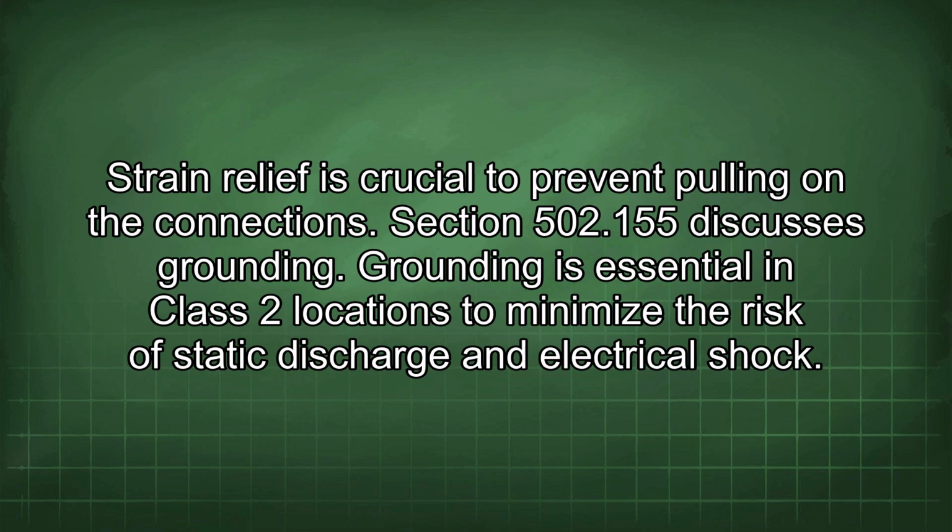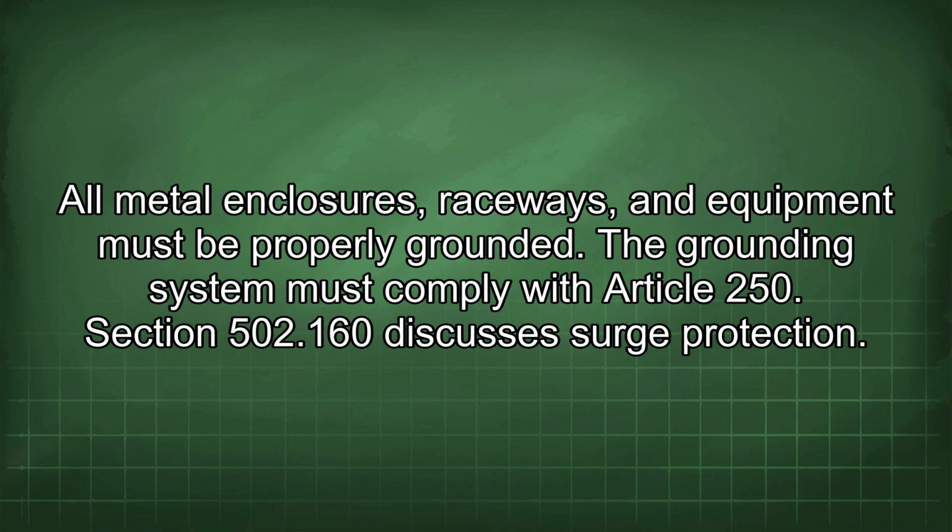Section 502.155 discusses grounding. Grounding is essential in Class 2 locations to minimize the risk of static discharge and electrical shock. All metal enclosures, raceways, and equipment must be properly grounded. The grounding system must comply with Article 250.